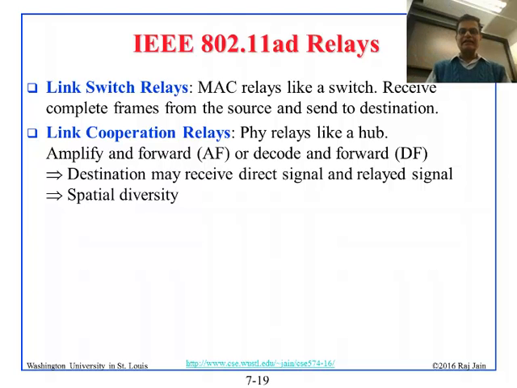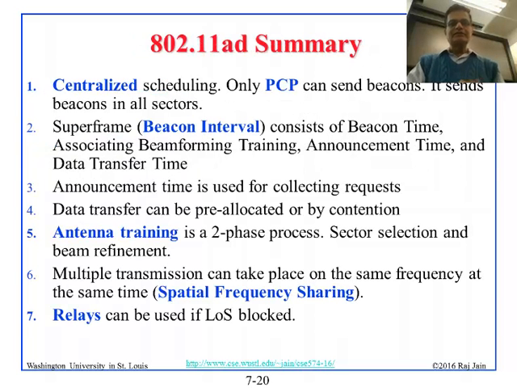So that is the difference between here relays. Link cooperation relays and the link switch relays. Switch relays will receive the whole frame and send it to the right direction. Cooperation relays will take bit by bit and send it. I mean, it doesn't do bit by bit, but at least it is not by frame, it is less than a frame. Very little buffering. All right, so there are two kinds of relays. So that brings us to the end of 802.11ad.